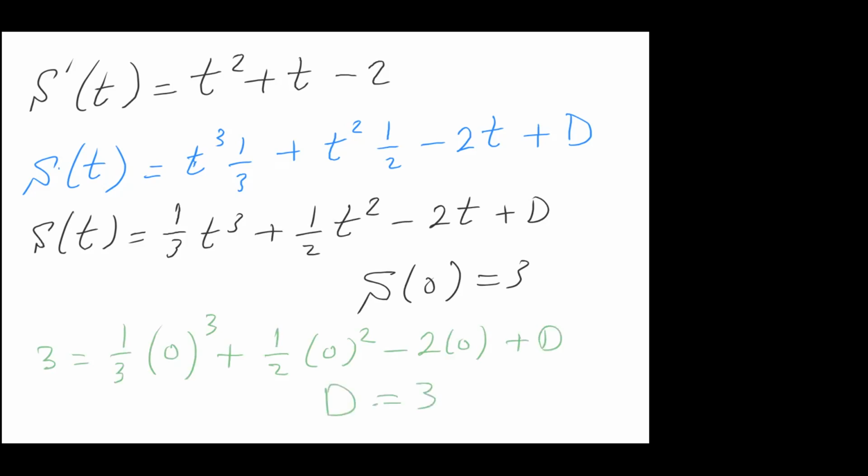All right. So I'm going to write this as s as a function of time equals 1/3 t cubed plus 1/2 t to the second minus 2t plus 3. And so that's position as a function of time for this particular particle. Let's do one more.